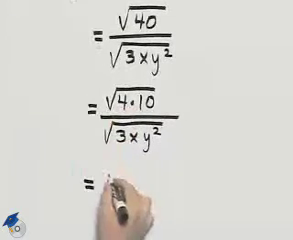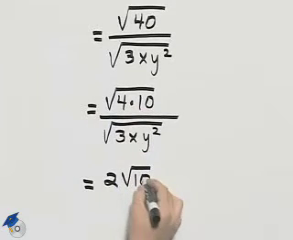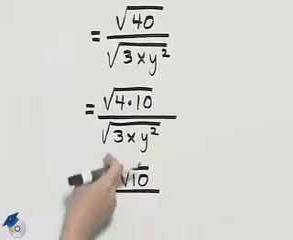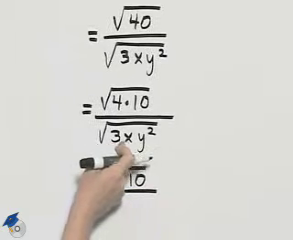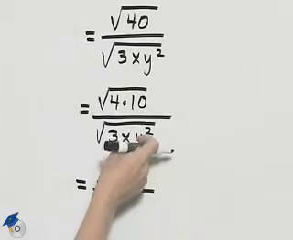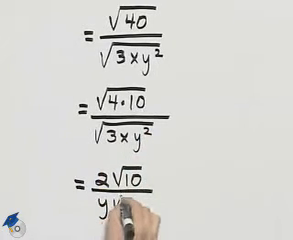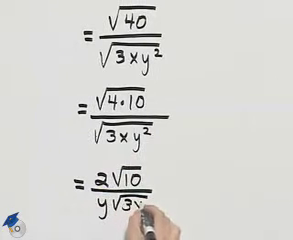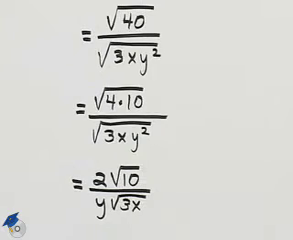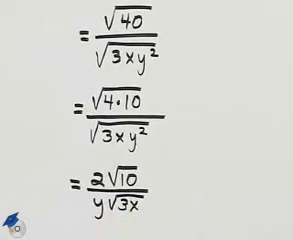The square root of 4 is 2. The square root of 10, that's not a perfect square, so in the numerator we have 2 square root 10. In the denominator, the square root of 3 and the square root of x, those are not perfect squares, so they remain under the radical. The square root of y squared is y, so I will bring that y out in front times the square root of 3x.